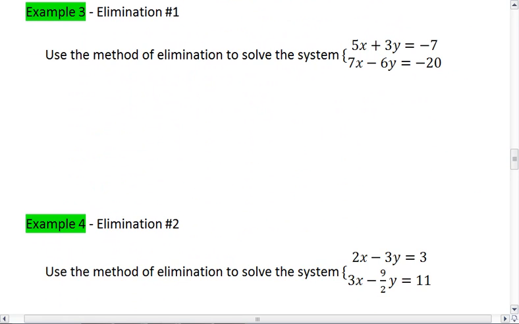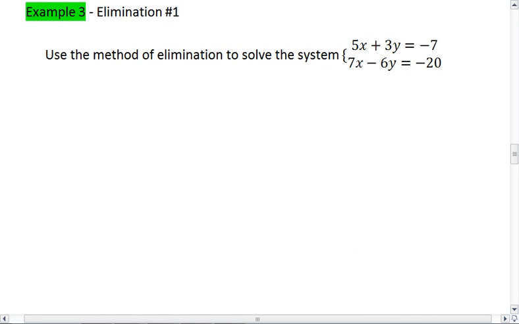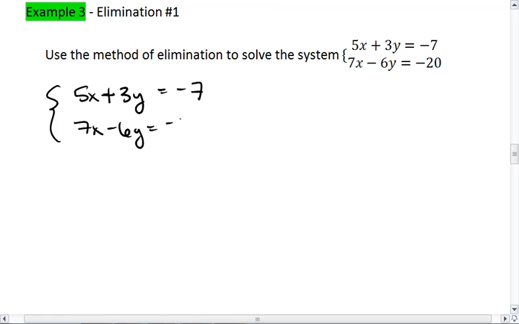So we want to use elimination to solve the system of equations 5x plus 3y equals -7 and 7x minus 6y equals -20. Again, I like to number my equations. We have equation 1 and equation 2, so it helps me keep track of what I'm doing. Okay, I look at my variables. I have a 5x and a 7x, and then I have a 3y and a -6y.